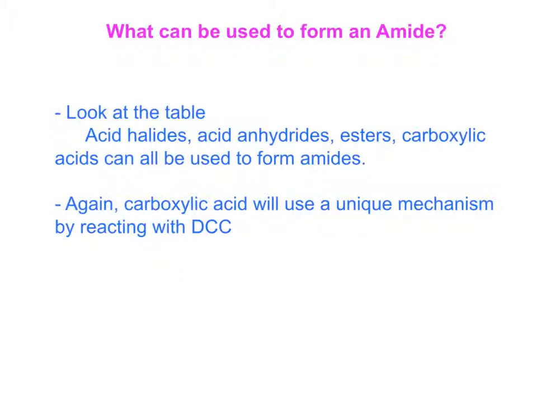So last but not least, let's look at what we can use to form an amide. By looking at our table, we can see that acid halides, acid anhydrides, esters, and carboxylic acids can all be used to form amides. However, with the carboxylic acid, it gets a little tricky because carboxylic acid is, of course, an acid, and the amine can act as a base. And instead of getting the intended product, we end up with this carboxylic salt, and so it's better to use DCC and a carboxylic acid in order to form the amide.